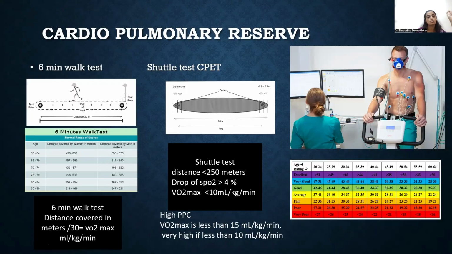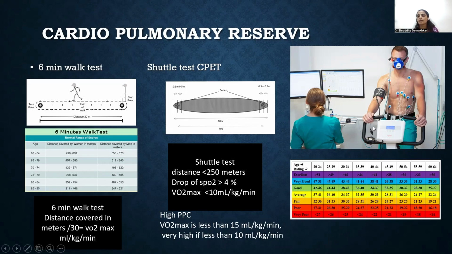And if it drops to 10, then it is very high. So probably this patient is not fit for your anesthesia. So you need to talk with this patient, and probably this patient may need some staging or optimization before you take him. And this is a proper cardiopulmonary exercise testing which is done.